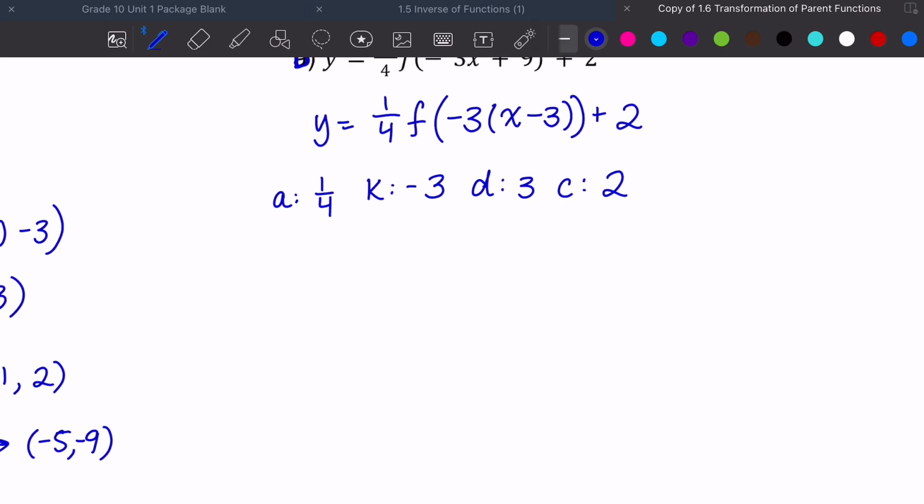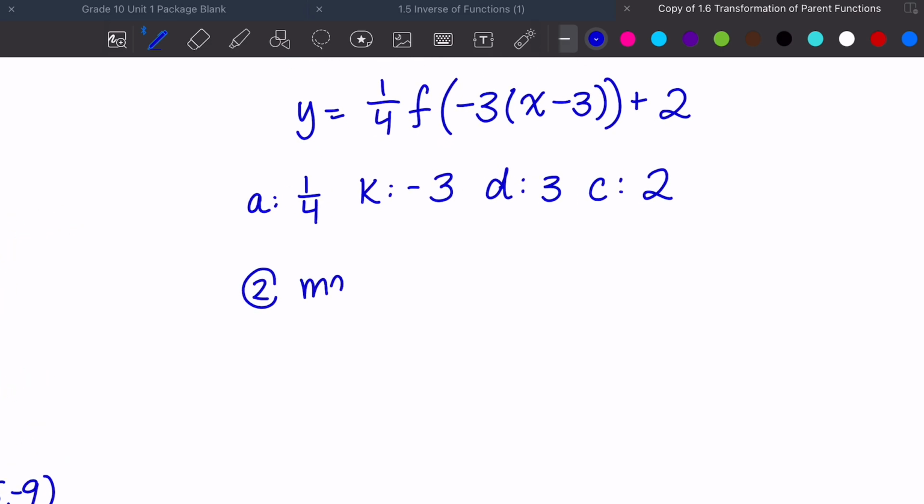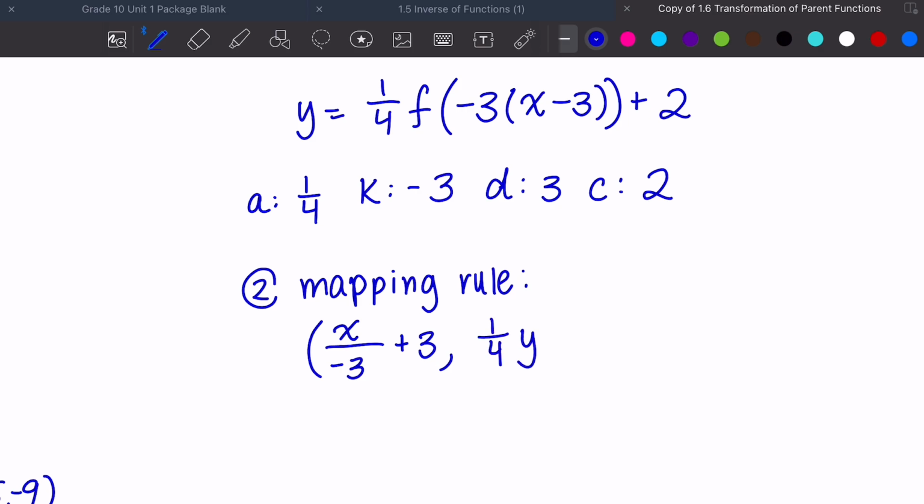Now that you've got the points, what's your mapping rule gonna look like? If I start with just my x values, x over k plus d. So this is gonna be x over what? What's my k value? And then plus d, so 3. Perfect. And then my y values, I've got a times y. So this is going to be 1/4y. And then plus c. There's your mapping rule.